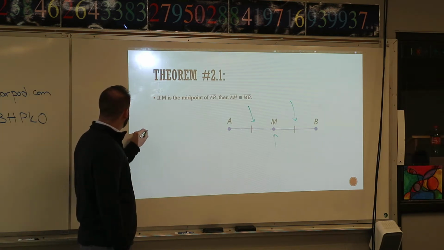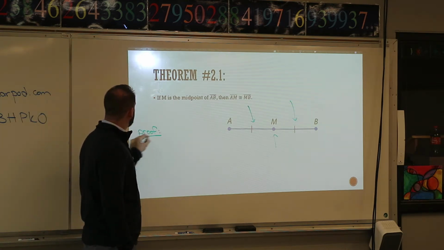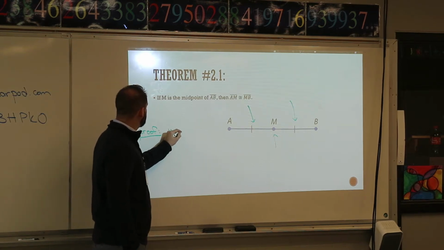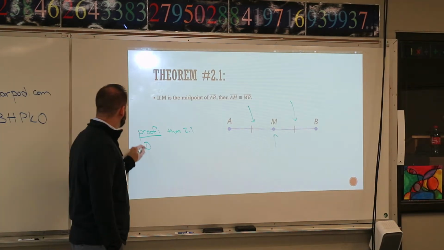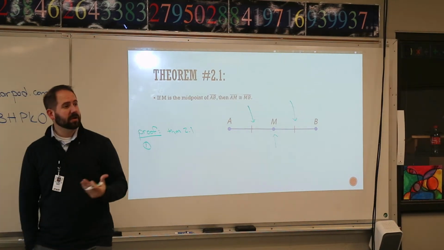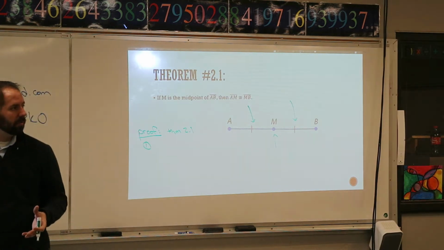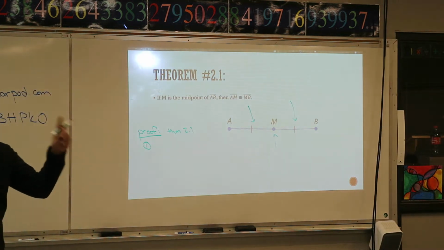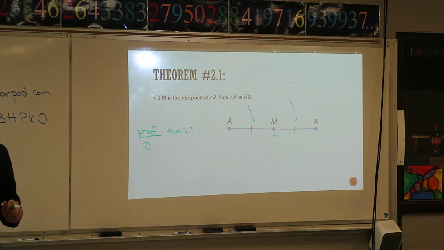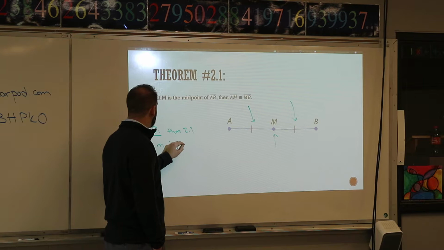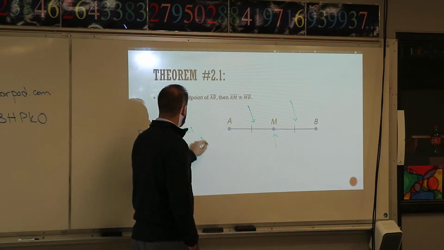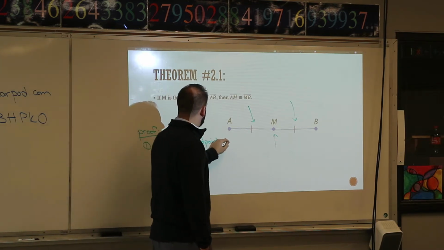So, proof of theorem 2.1. We have to start with what we're given. Line number 1. So, when you do a proof, a geometric proof, this is your first time experiencing this now, you have to state, what did they give me in the first line before the word then? What do they provide me? M is the midpoint of AB. Boom. M is the midpoint of AB. You actually write that down. M is the midpoint of AB.